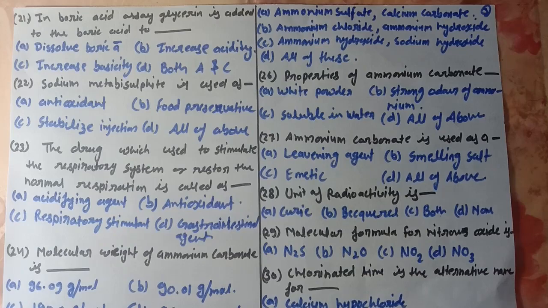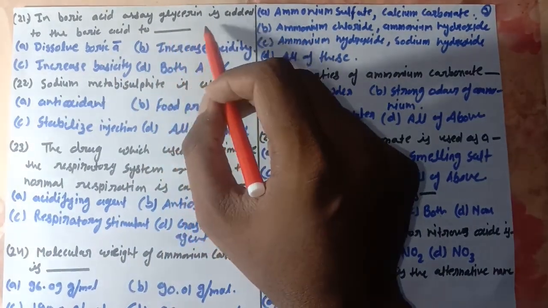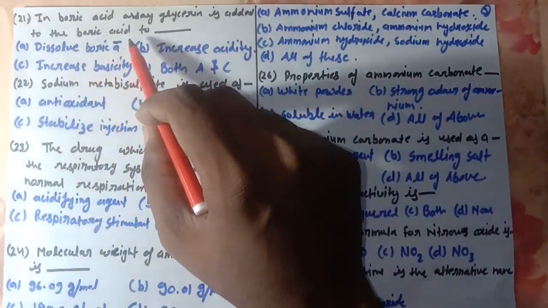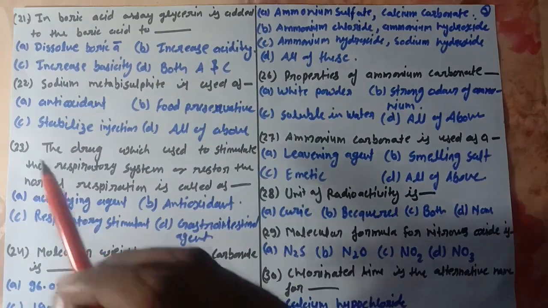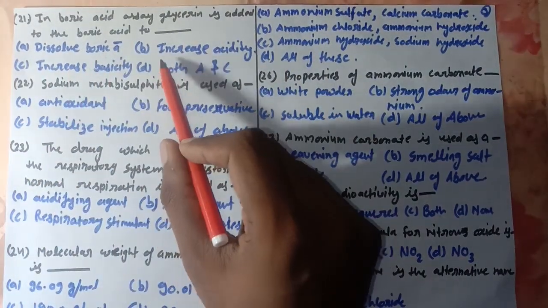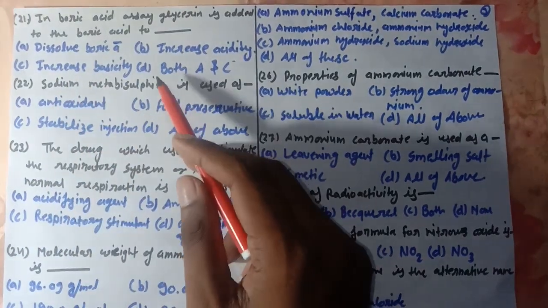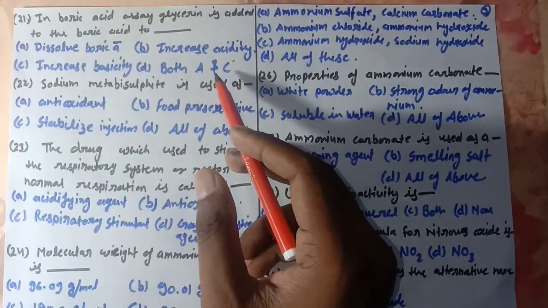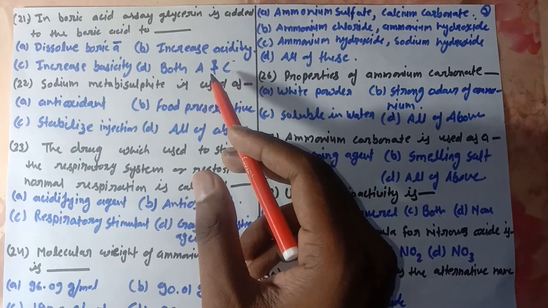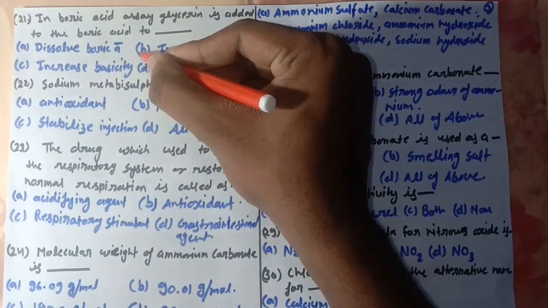Question number 21. In boric acid, glycerin is added to the boric acid to dash. Option A, dissolve boric acid. Option B, increase acidity. Option C, increase basicity. Option D, both A and C. So the answer is option B, increase acidity.